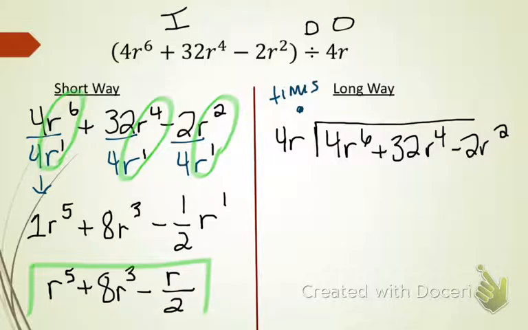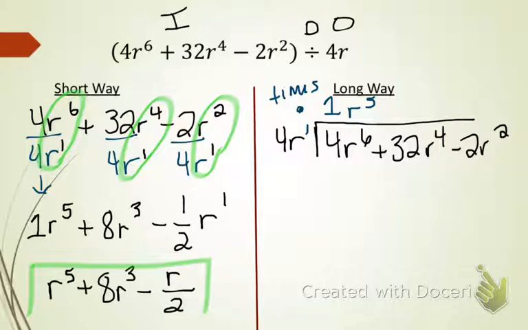So we're going to start with the coefficients first. 4 times what can give us a 4? A 1. Okay. Then we need r to the power of 6. We already have r to the power of 1. How many more r's do we need to make 6 out of them? Well, we need 5 more. So now we're going to multiply 1r to the power of 5 times 4r to the power of 1.